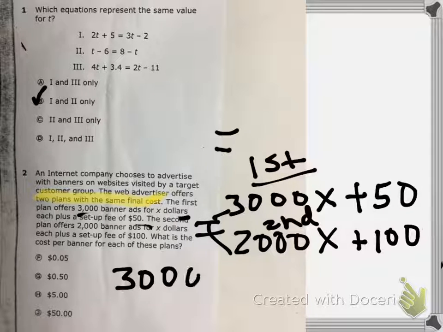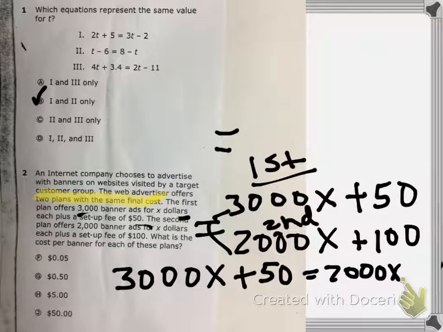3,000x plus 50 equals 2,000x plus 100. Okay, and I know that may be tough to see. It's kind of long. So what we're going to do is write this at the top, nice and long, and then we're going to solve it.